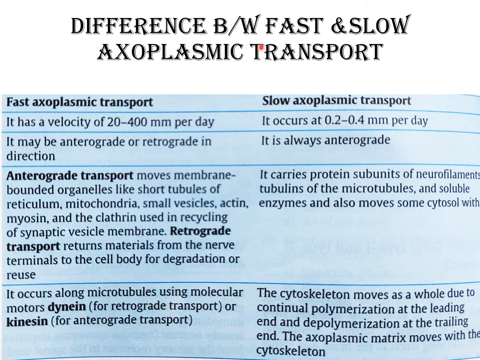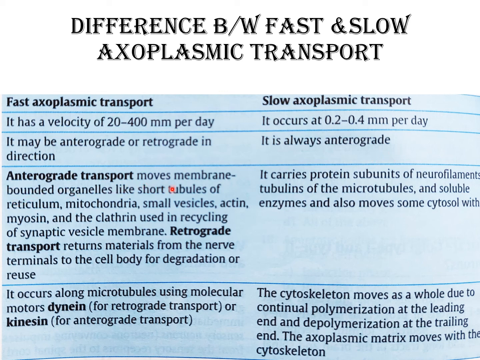Then what are the differences between fast and slow axoplasmic transport? First of all, differences in velocity. Fast axoplasmic transport has a velocity of 200 to 400 mm per day, and slow axoplasmic transport occurs at 0.2 to 0.4 mm per day. And fast axoplasmic transport may be anterograde or retrograde in direction, but slow axoplasmic transport is always anterograde.